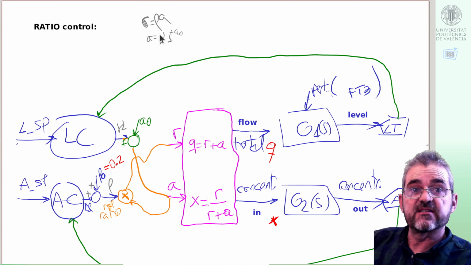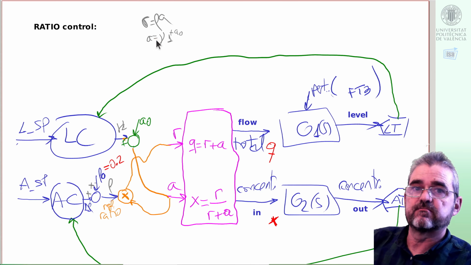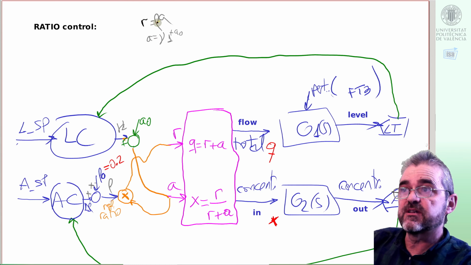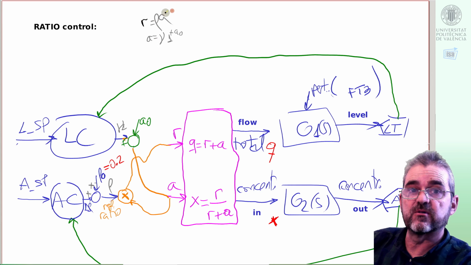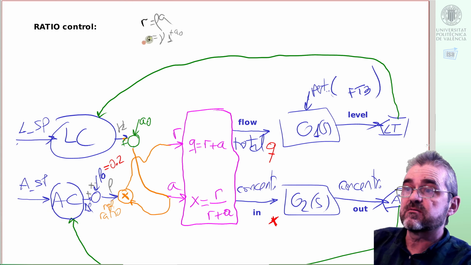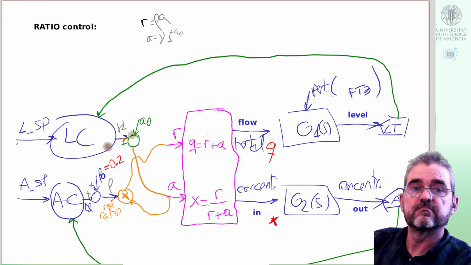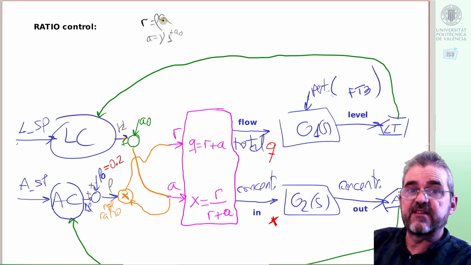On top of this slide we have the equations of ratio control. We are saying that reagent flow is ratio rho times water flow A, and that water flow is the operating point A0 plus the increment of flow given by level control. This product of a time-varying magnitude rho and another time-varying magnitude A, the product of two signals, is nonlinear, so we need to linearize it.